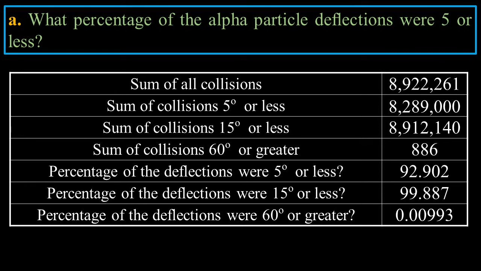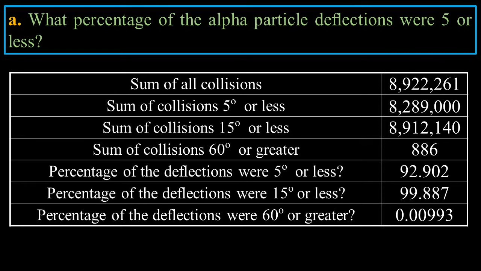So what I did was I added up the total collisions: 8, 9, 2, 2, 2, 6, 1, that's the total collisions. And then I summed all the collisions, 5 degrees or less, 15 degrees or less, and then 60 degrees or greater. And then I divided the sum at each degree by the sum of all collisions, multiplied by 100, and I came up with the percentages.